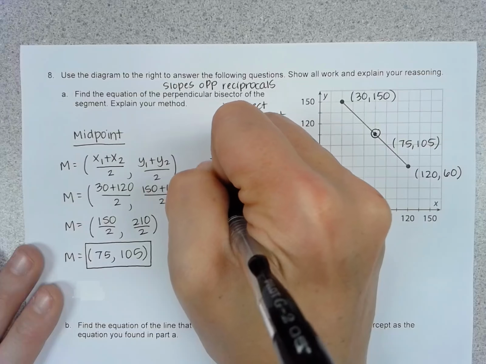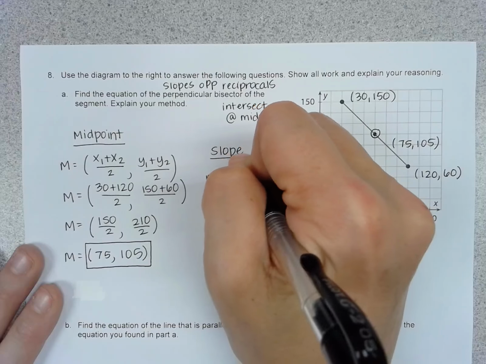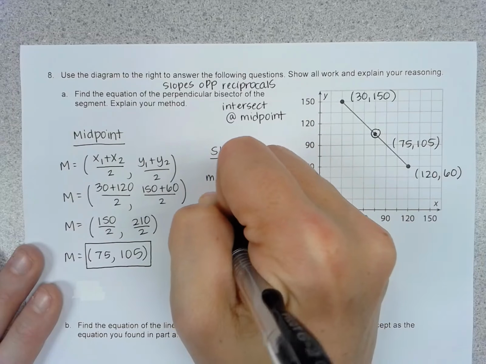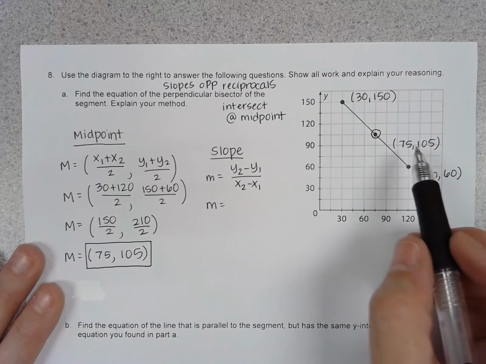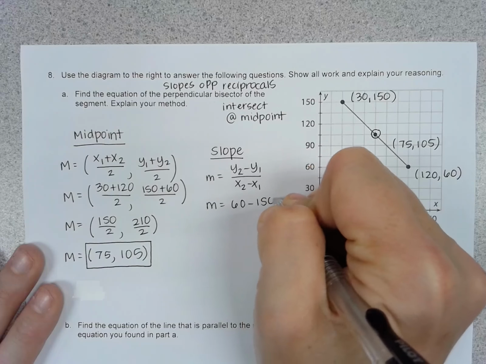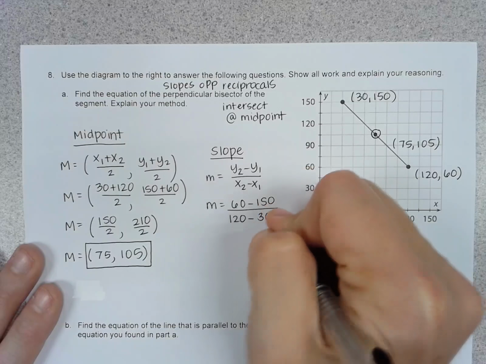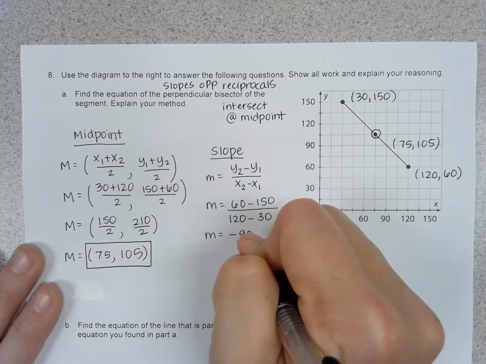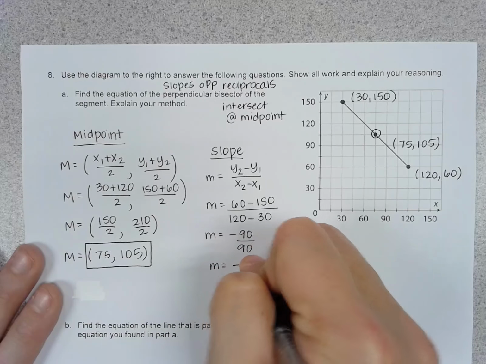So the formula to find slope says little m is equal to y sub 2 minus y sub 1 over x sub 2 minus x sub 1. When I find the slope of this line, it should for sure be negative because it's going down. So y sub 2 minus y sub 1 over x sub 2 minus x sub 1. So I get negative 90 divided by positive 90. And so negative 90 divided by positive 90 gives me negative 1.